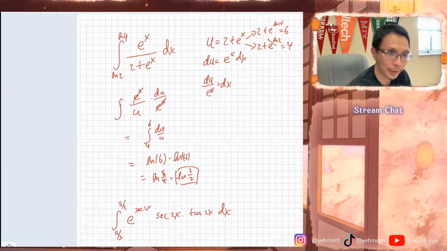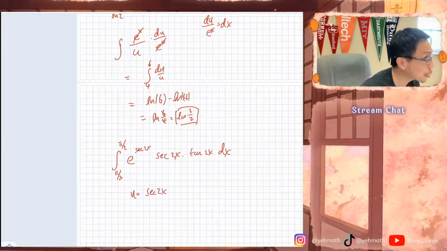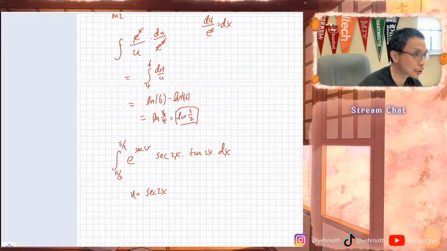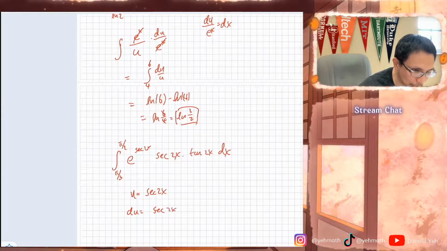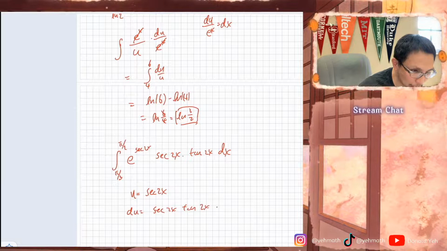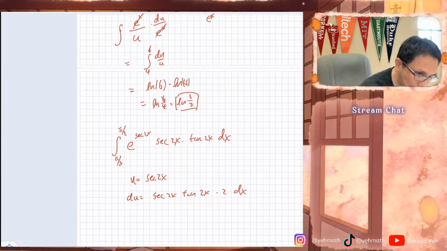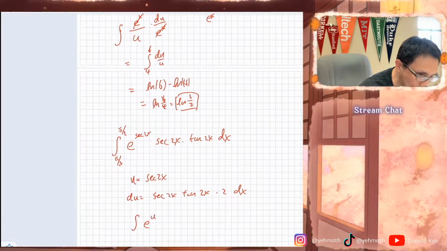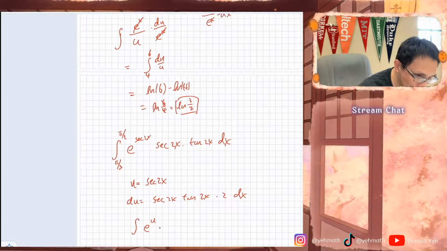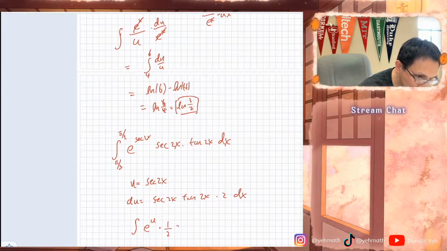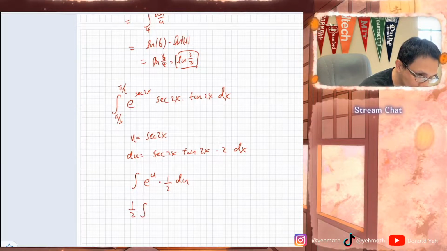All right, I'm going to go over this question. So u is equal to secant of 2x. I got everything right. u equals secant of 2x, du equals secant of 2x times tangent of 2x times 2 dx. So that will cancel out e to the u. The secant and tangent of 2x will cancel out, and I'm left with 1/2 du eventually. So that's going to be 1/2 e to the u.